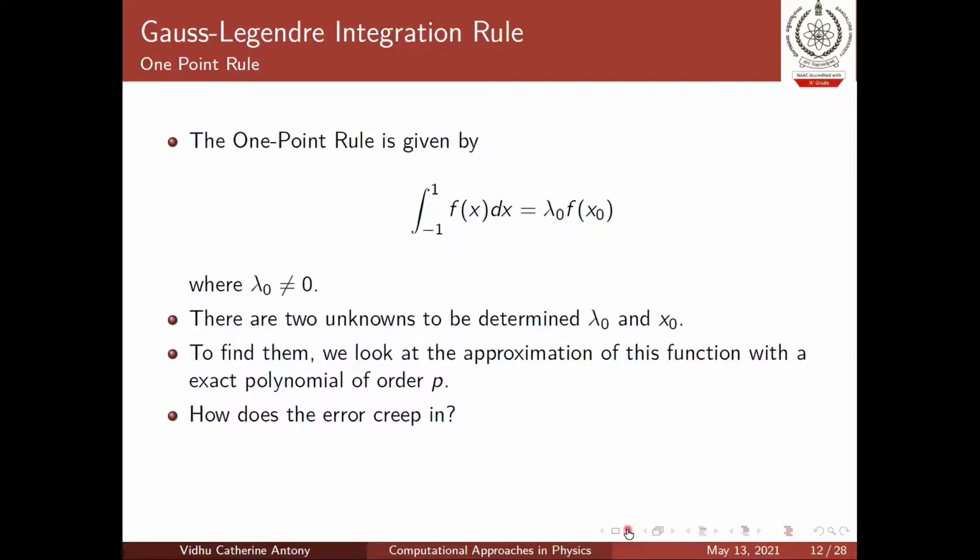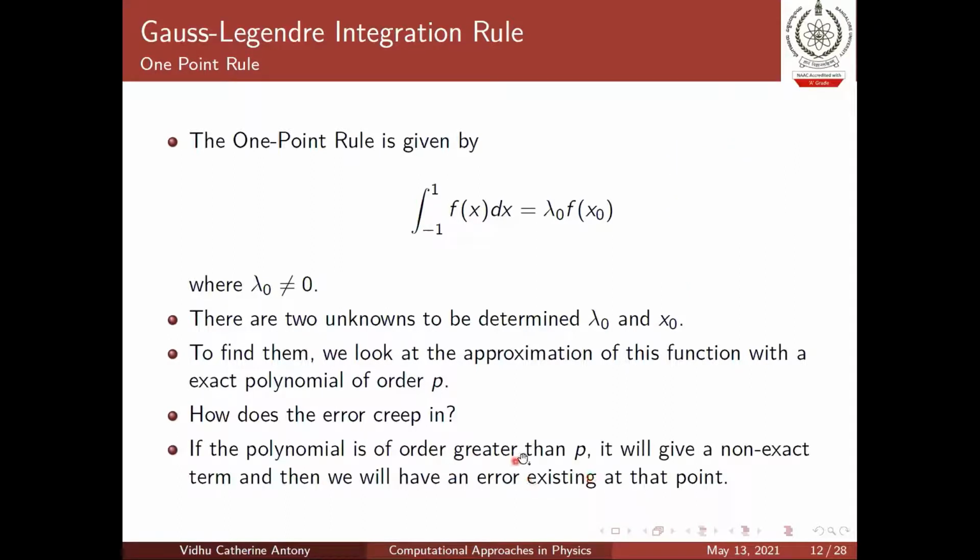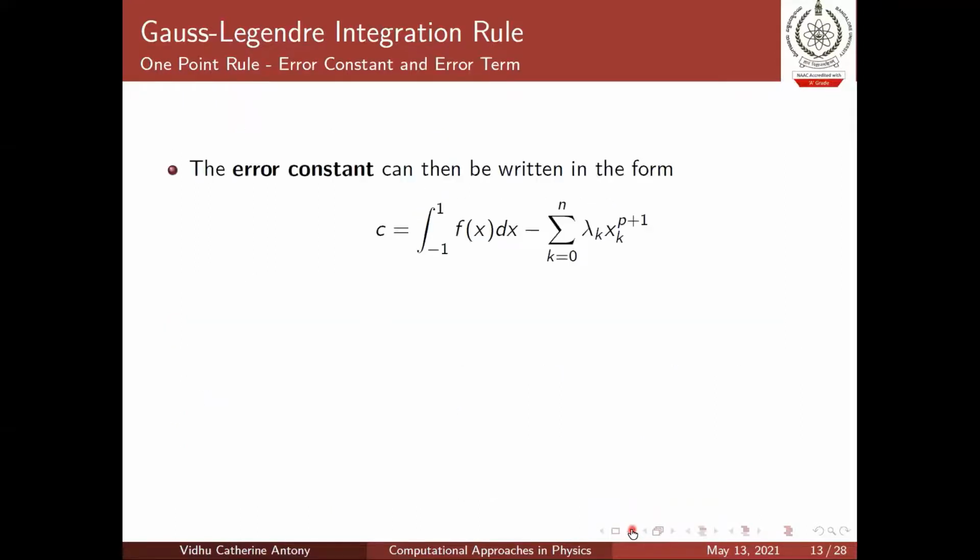So let's look at this. If the polynomial is of order greater than p, it will give a non-exact term, and then we will have an error existing at that point. So you cannot use it for polynomials of order greater than 1 in the 1-point rule here. Now how can you write the error constant? The error constant will be the actual integral itself, subtracted from what you found using your Gauss-Legendre method.